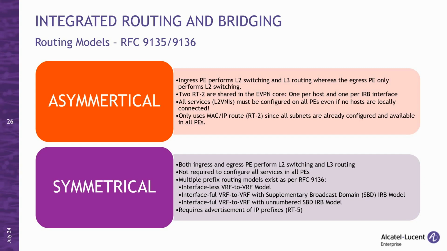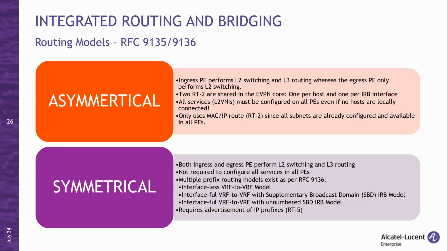So there are two symmetrical configuration models. The first one is to perform host routing. The second one is to perform prefix routing. In the host routing model, only MAC-IP routes are used. However, this is not a scalable option since it will require advertising host routes instead of prefixes. The other and preferred model is to use prefix routing and advertise prefixes using route type 5, since any prefix length can be advertised, which provides flexibility.